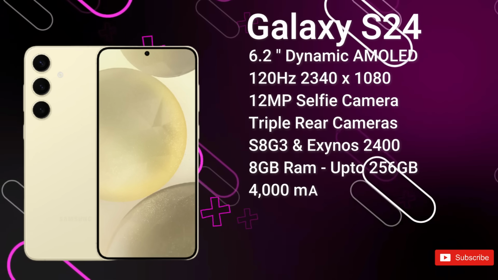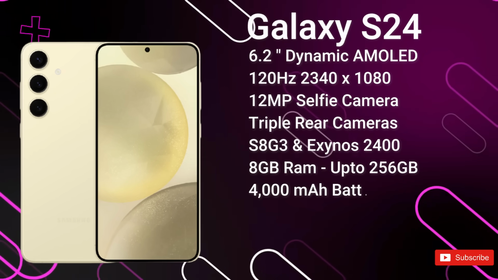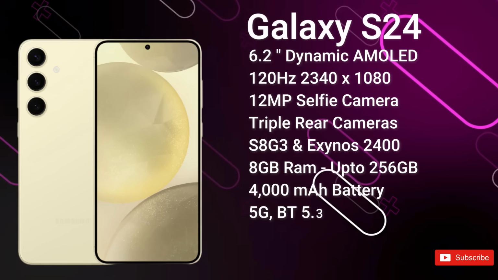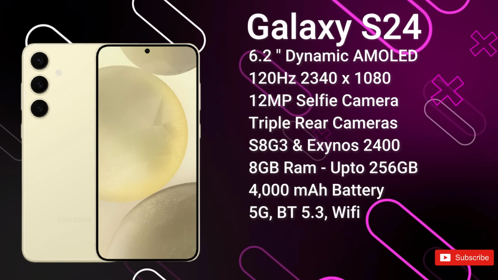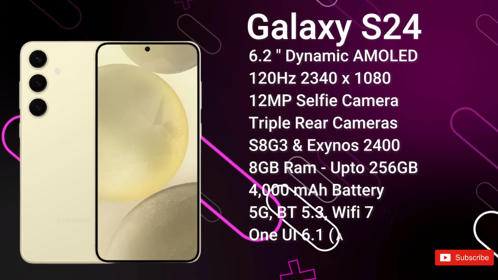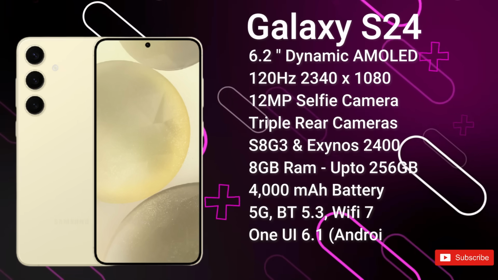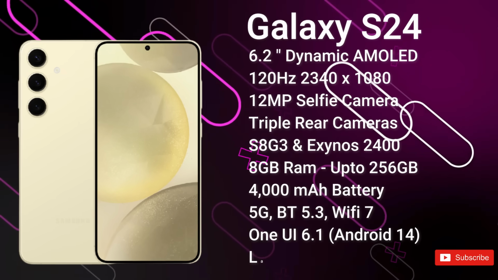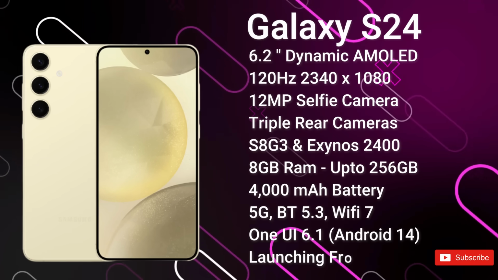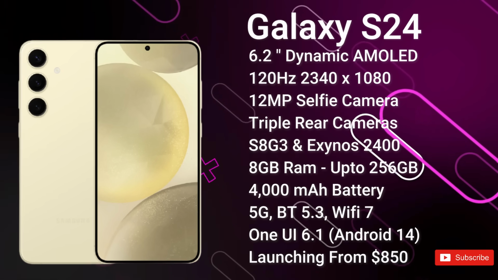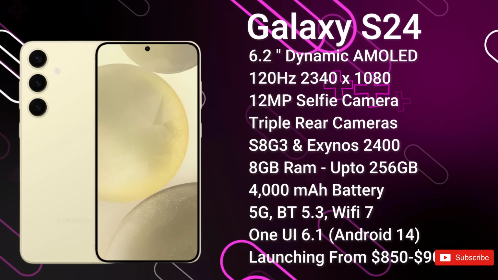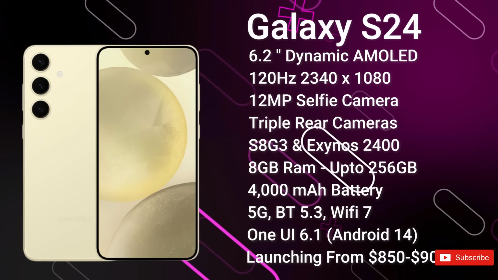We get 8 gigs of RAM and a choice of 128 or 256 gigs storage, and this is going to be a UFS 4.0. It comes with a 4,000 mAh battery and 25 watts fast charging. We do know that we're getting 5G, Bluetooth 5.3, and Wi-Fi 7. Now it's coming with One UI 6.1 based on Android 14, and it's expected to launch from about $850 to $900, and that's going to be in February 2024.